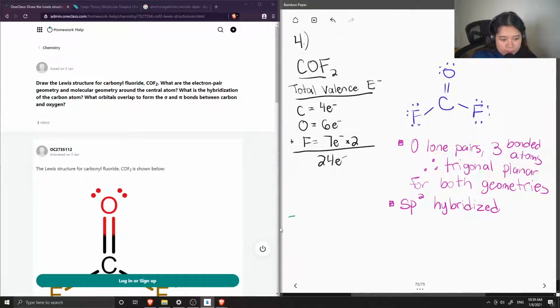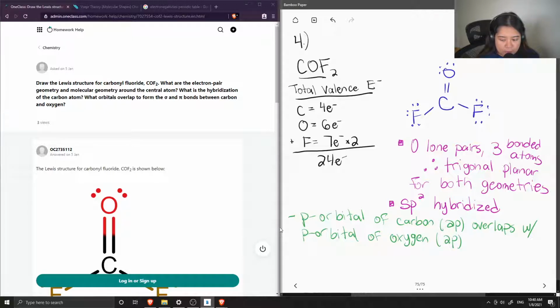So now when we have the pi bonds, this is when the p orbital of carbon, I'm going to say 2p, overlaps with the p orbital of oxygen to form the pi bond.